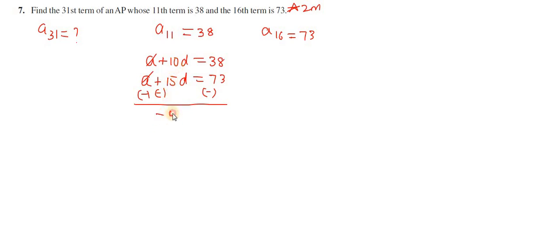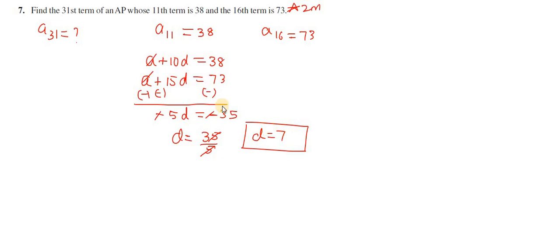Then 10 minus 15, so I'll get minus 5D, which is equal to 38 minus 73. So you should simplify here: it is minus 35. So minus and minus get cancelled, therefore D is equal to 35 divided by 5. 5 ones are 5, 5 sevens are 35. So D is equal to 7.